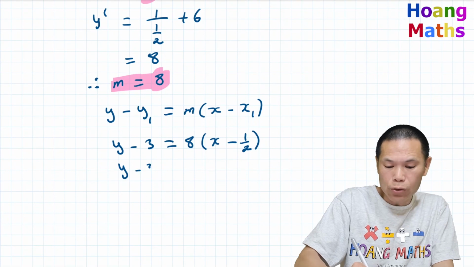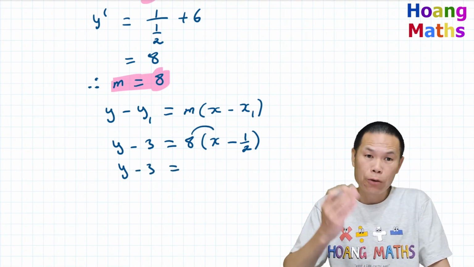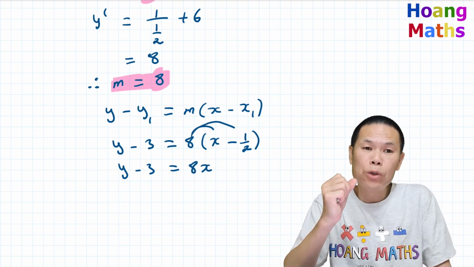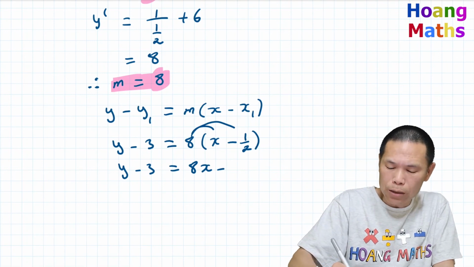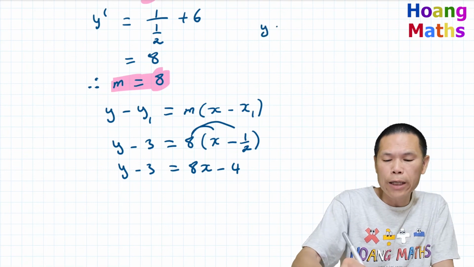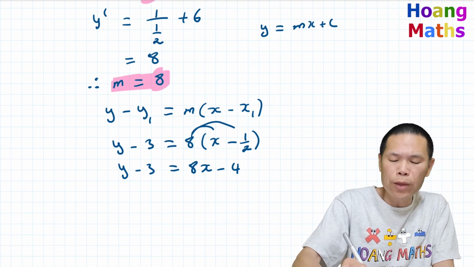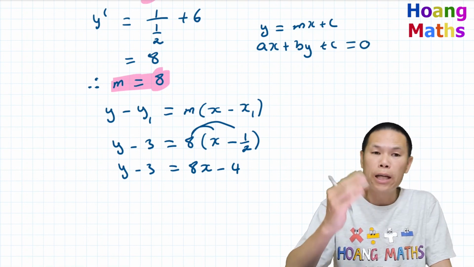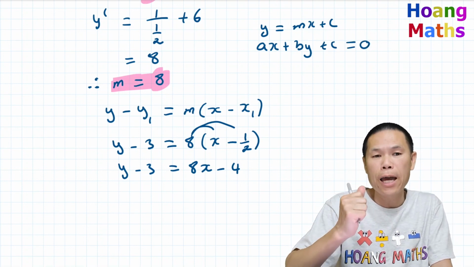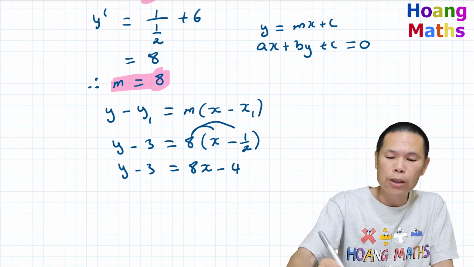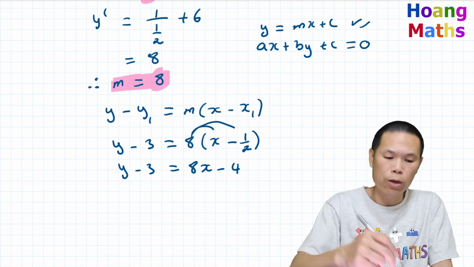Now what I do is I just expand the bracket first. So y minus 3 equals 8 times x, it gives me 8x, and 8 times a half, which is 4, so minus 4. So there you go. Now we can write it either in this form, y equals mx plus c, or we can keep the answer in general form, that is ax plus by plus c is equal to 0. And don't forget a, b, c are whole numbers and a must be positive, greater than 0. But in this case, we just put it in this form because it's easier, that's all. It doesn't matter what form you want to put it in, okay?